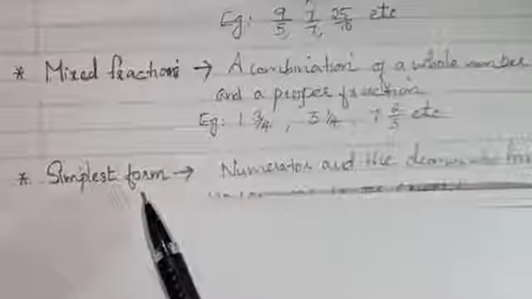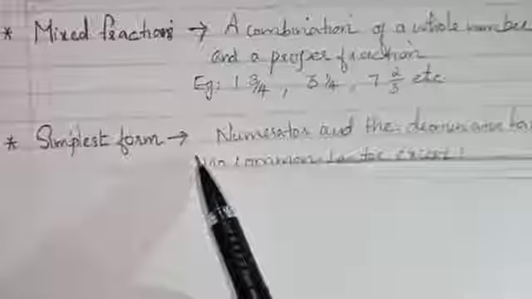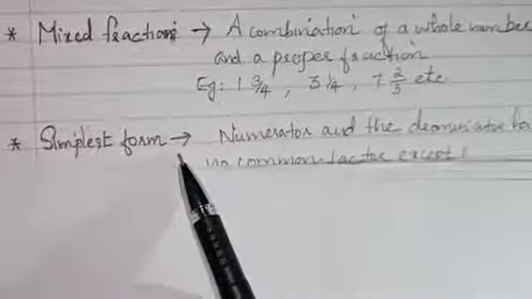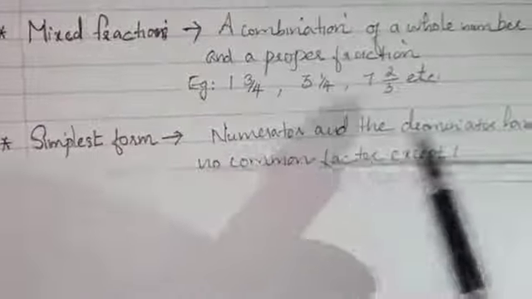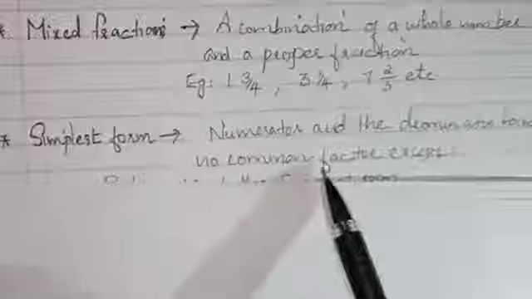Next, we shall revise the simplest form. A fraction is said to be in simplest form or lowest form if the numerator and the denominator have no common factor except 1. That means the numerator and denominator have no common factor other than 1.